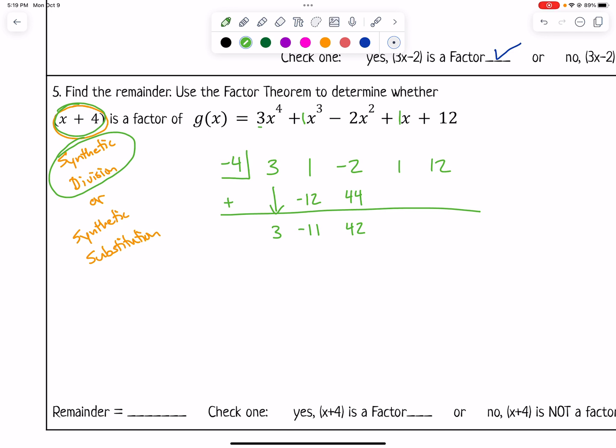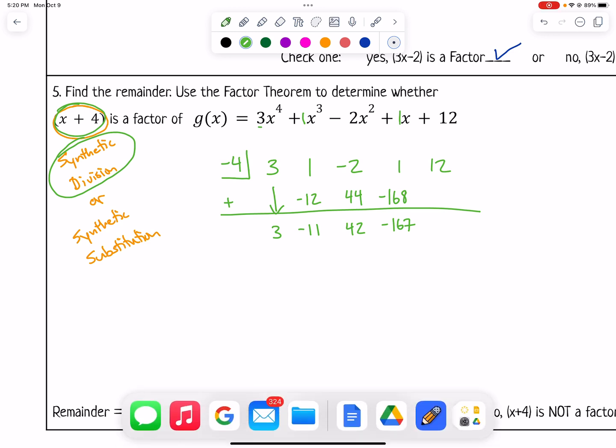42 times negative 4 is negative 168. Then you add those up, and you get negative 167. And then negative 167 times negative 4.